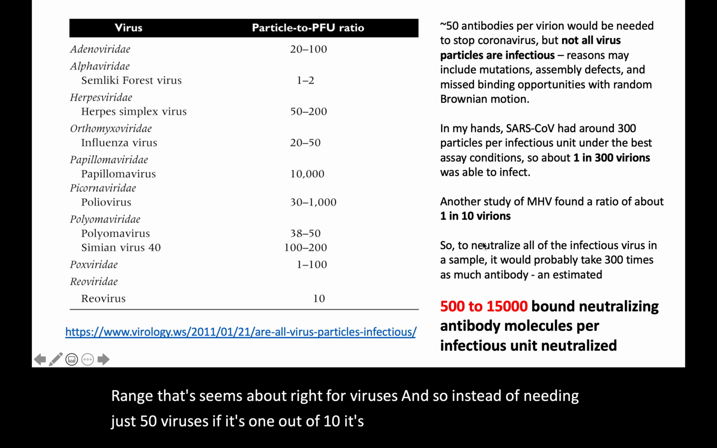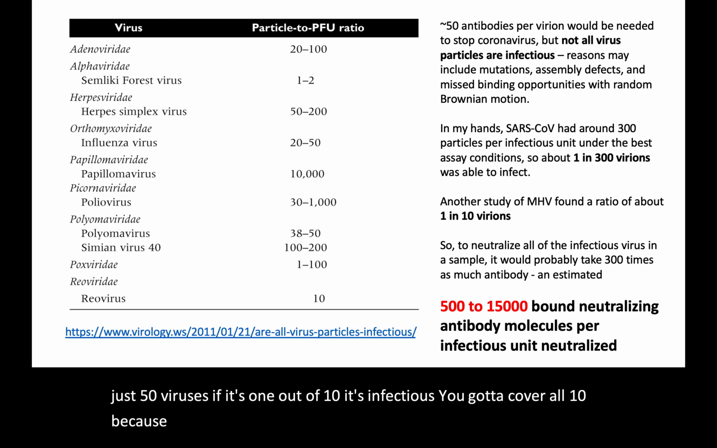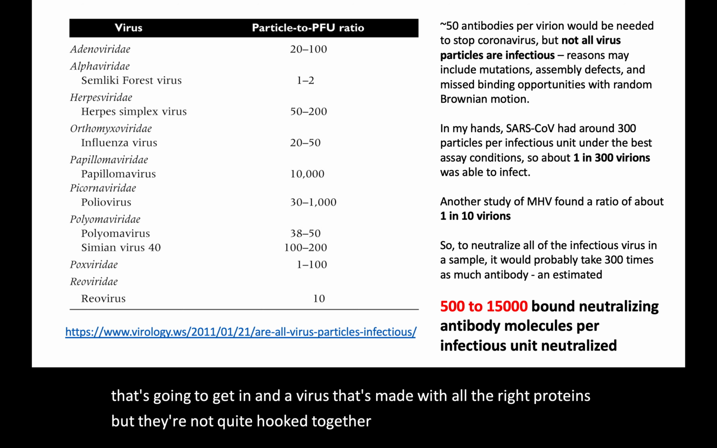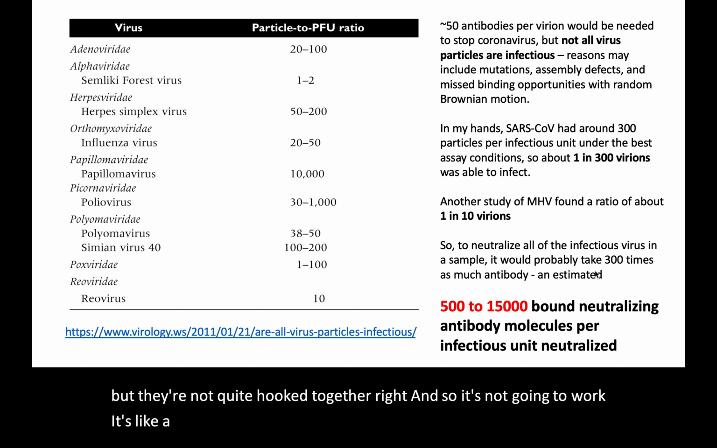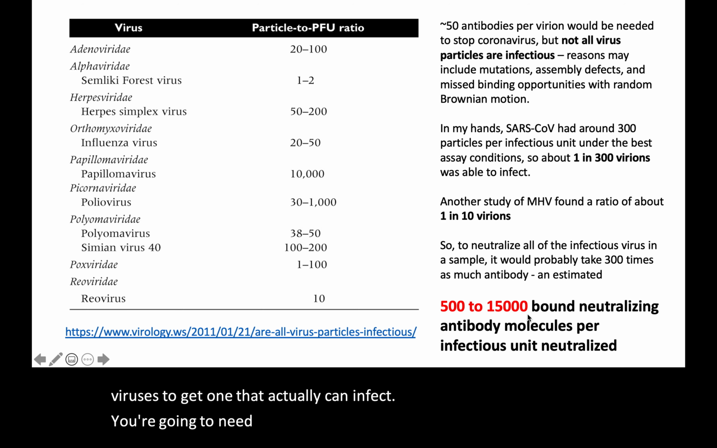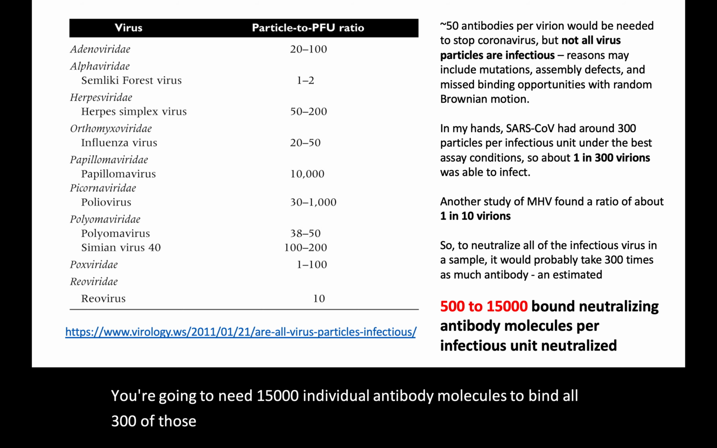And so instead of needing just 50 antibodies, if it's 1 out of 10 viruses that's infectious, you've got to cover all 10, because an antibody can't tell the difference between a virus that's going to get in and a virus that's made with all the right proteins, but they're not quite hooked together right, and so it's not going to work. It's like a dud. And so you're going to actually need 500 antibodies, because 50 per virus times 10 viruses. Or if you need 300 viruses to get one that actually can infect, you're going to need 15,000 individual antibody molecules to bind all 300 of those viruses just to make sure that the one in that group that was going to start the infection is now neutralized.